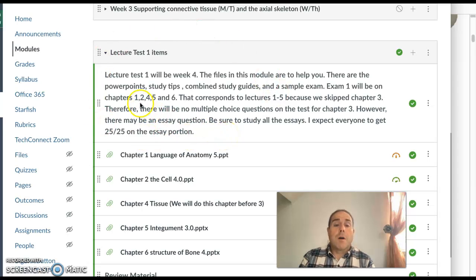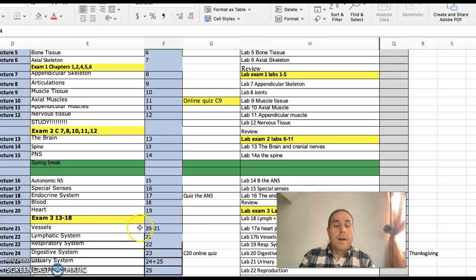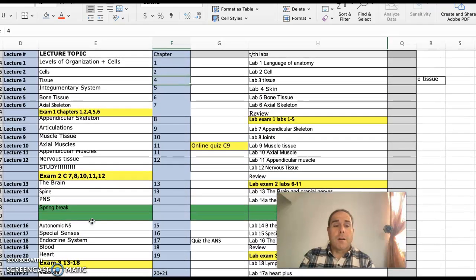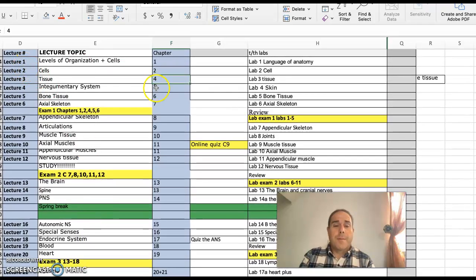So exam 1 is chapters 1, 2, 4, 5, and 6, which is lectures 1 through 5. I had trouble converting from an online class back to the face-to-face or hybrid class because the lectures were all based on lecture number, but PowerPoints and my review sheets are based on chapter. So again, lecture 3 is actually chapter 4 of the book, so we get thrown off between the lecture and the chapter number really fast. So again, I'll list both the lectures and the chapters.